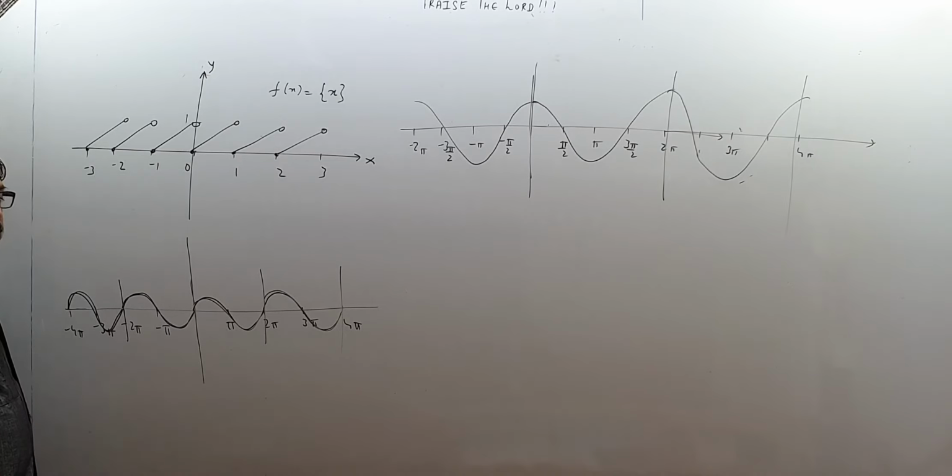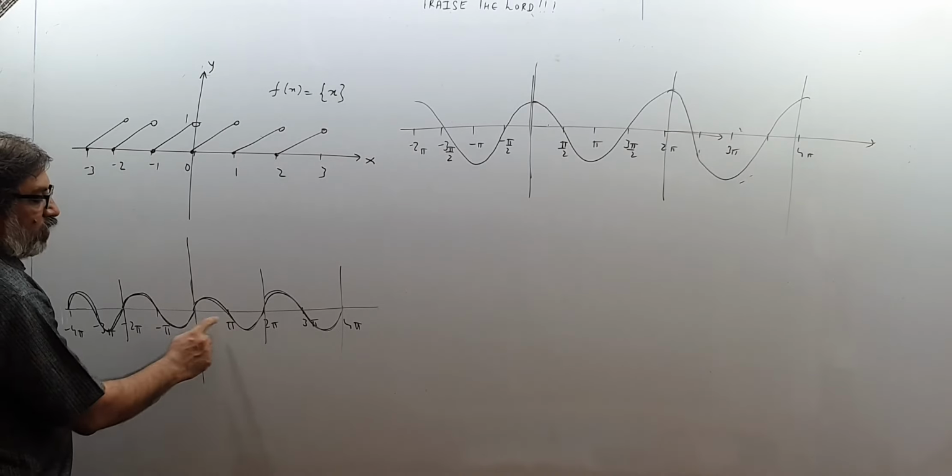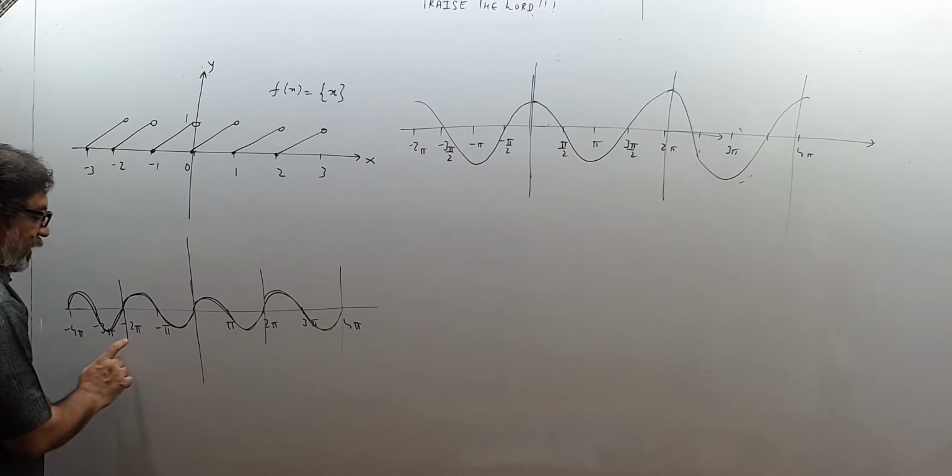Over here, the graph is repeating after a distance of 2 pi: from 0 to 2 pi, 2 pi to 4 pi, minus 2 pi to 0, 2 pi each time. Here also, from minus 2 pi to 0, 0 to 2 pi, 2 pi to 4 pi, 2 pi each time. That means in cos and sine, after 2 pi distance, the graph is repeating its shape, and in the fractional part function, the function is repeating its shape after 1 unit distance.